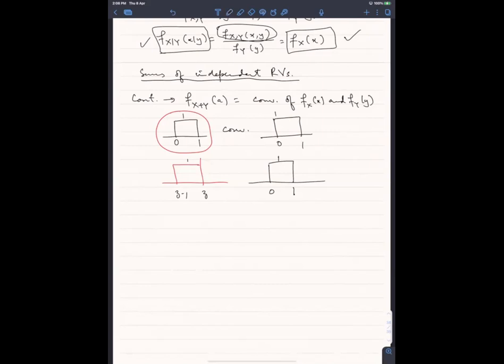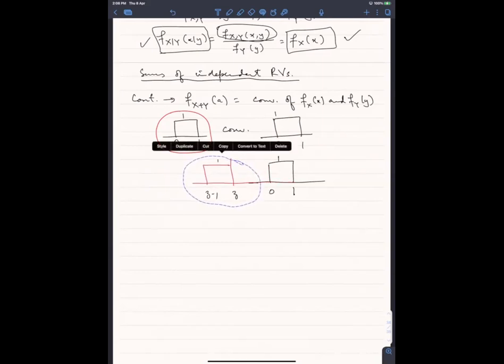Let me do that. Yeah, so I will take this guy and make it travel slowly from here, and until z is this guy, z equal to 0, there is no overlap between the two. When z reaches 0, the overlap starts.